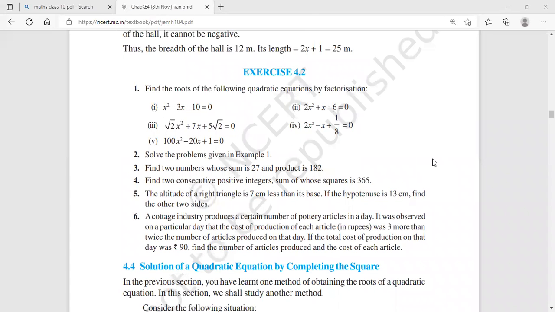Hello students. So we were solving problems on quadratic equations, that is statement problems. Let's continue. Exercise 4.2, the third question. Find two numbers whose sum is 27 and product is 182. So we have to find two numbers such that their sum is 27 and when we multiply them, we get 182. Okay, so let's do it.